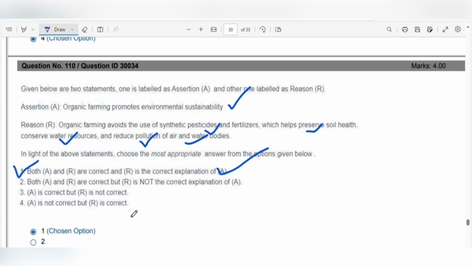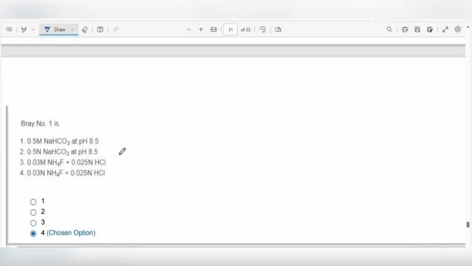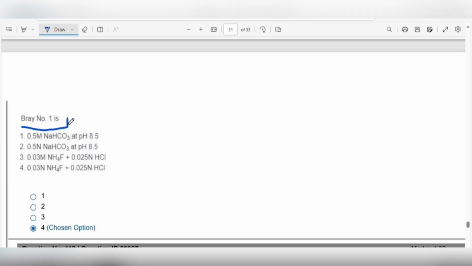This is probably the 10th question from the organic farming section, and you must know the importance of it. So moving on to the next question, Bray's number 1 reagent. I think I have already talked about this previously in this video when we were doing that match the following, where they have asked the extractant or the instrument in one column, and in the other column the element that is quantified.